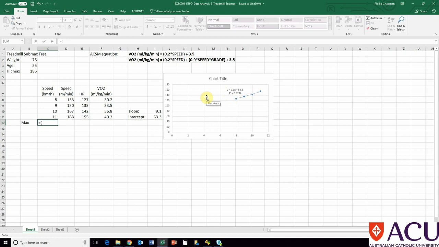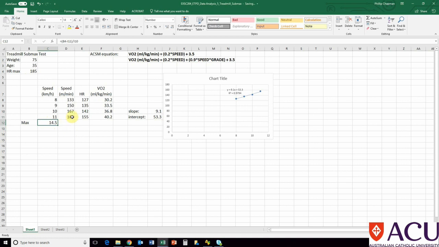So it's going to be the Y, which is in this case the heart rate, the max heart rate, which is 185, minus the intercept, divided by the slope, 14.5. Okay, so once he reaches that speed, he's pretty well at VO2 max and his max heart rate.